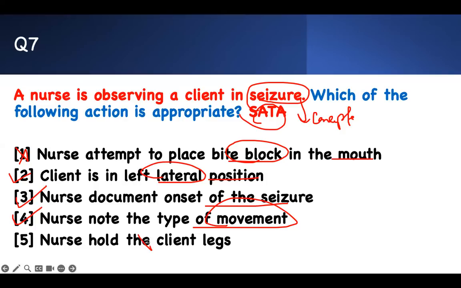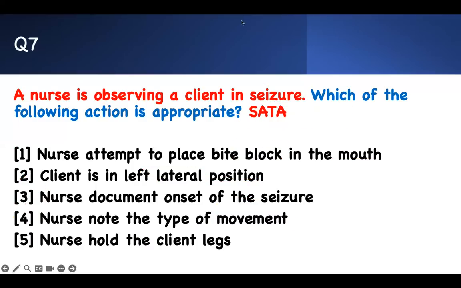Don't touch them. No restrictive maneuvers. Let them be, let them do their thing. And then when they're finished, you can document and you can take care of it. But don't touch them, don't do anything. No restriction when they are having seizures.